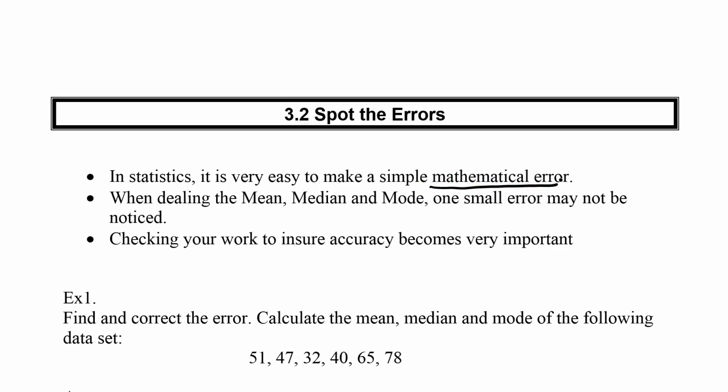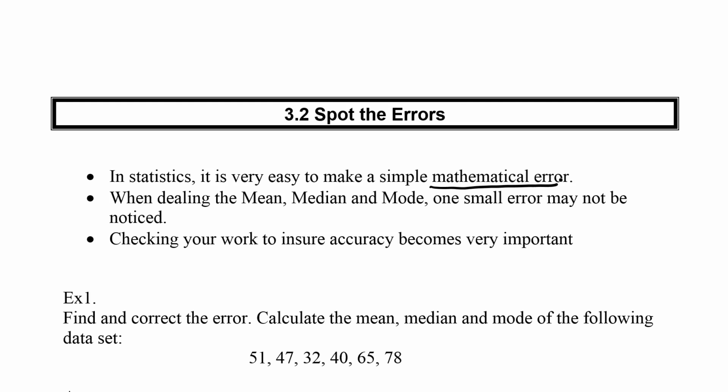Now, of course, a mathematical error is something as basic as adding 3 when you should add 4, missing a number, a variety of things. So in mean median mode, one small error may not be noticed. If you're adding 15 numbers together, you may have forgotten one, you may have doubled one up. Very easy to make a very basic error. Checking your work for accuracy becomes very important.